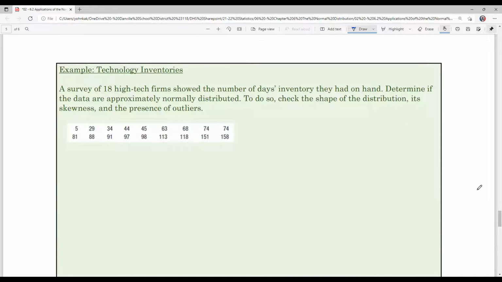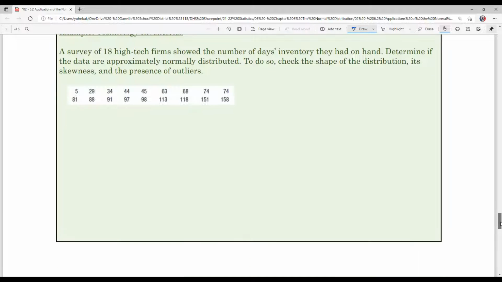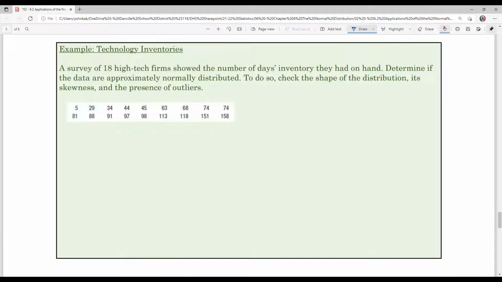A survey of 18 high-tech firms showed the number of days' inventory that they had on hand. Determine if the data are approximately normally distributed. To do so, check the shape of the distribution, its skewness, and the presence of outliers. Okay, so if we type this data into our calculator and then do one var stat, we get a mean of 79.5. We get a median of 77.5. And we get a standard deviation of 40.5. We're going to need some of this information to calculate some of the things in a minute. We get a Q1 of 45, and we get a Q3 of 98.